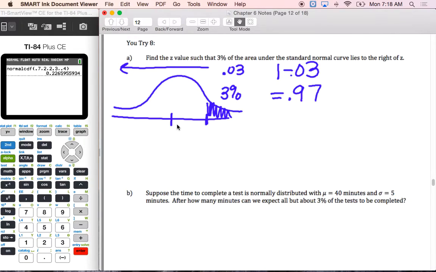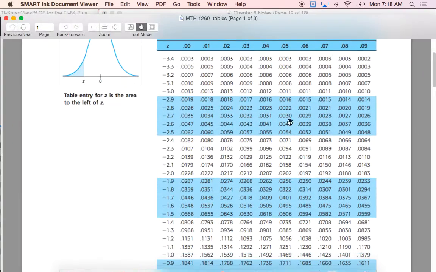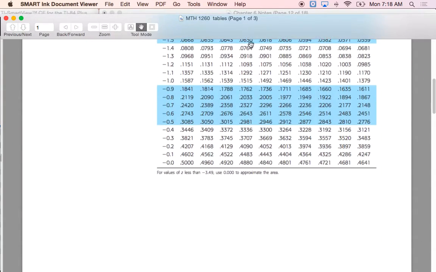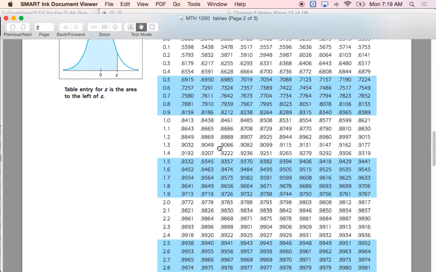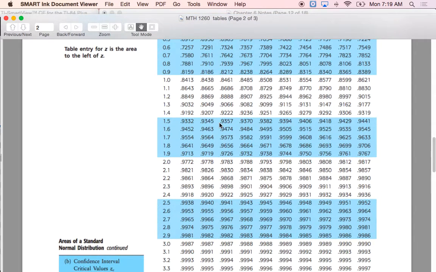So if you look for 0.97 inside of your table, we want to go to the positive side. Okay, so 0.97. I've got a 0.9699 and a 0.9706. So I would go with this number then because it's only one away from 0.97. So that would be a 1.88.